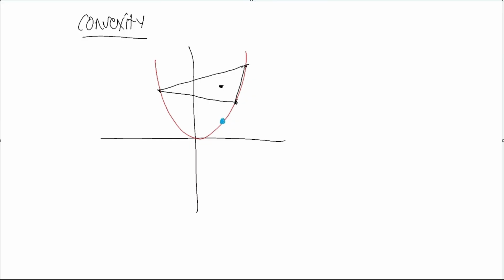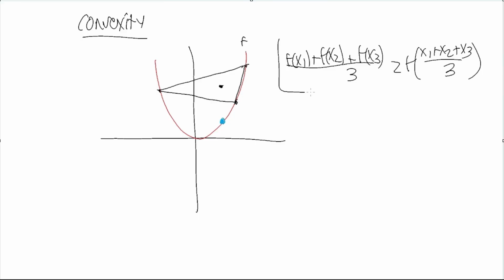And as we see, the centroid here is always above the blue point that is below it. And put into math terms, the y-coordinate of the centroid, if we let this function be f of x, is f of x1 plus f of x2 plus f of x3 all over 3, which is greater than or equal to the y-coordinate when the x-coordinate is put into the function. So f of x1 plus x2 plus x3 over 3. And this basically follows because this point here is always going to be above this one.